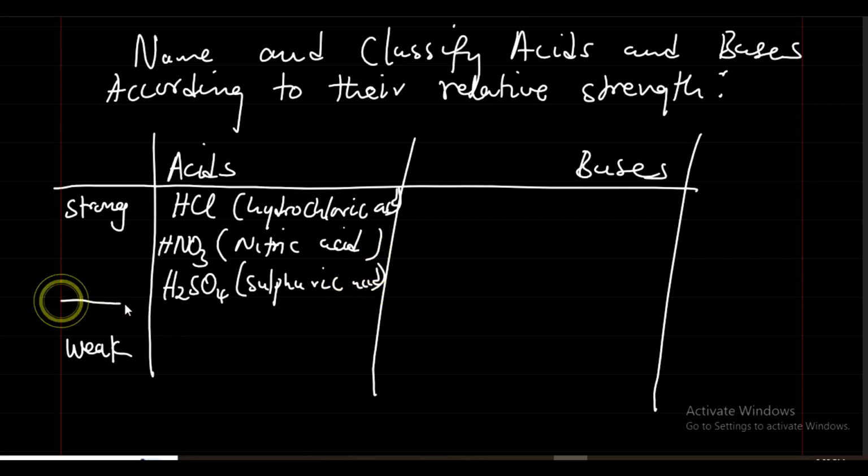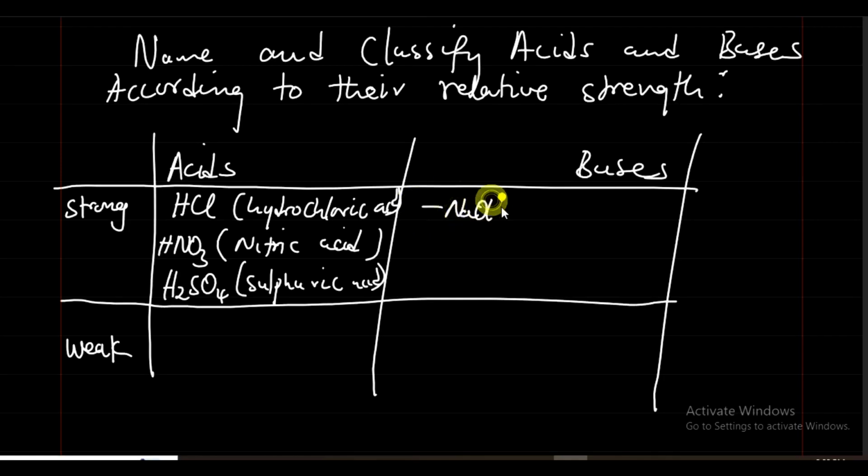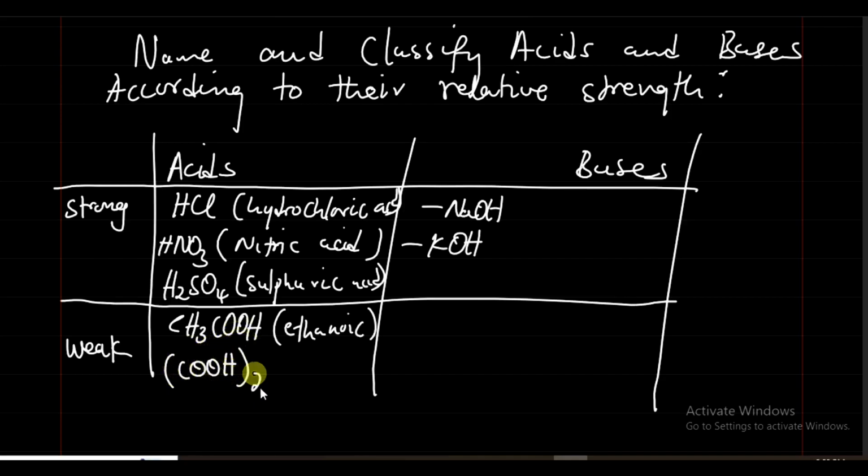Okay, what about bases? We have sodium hydroxide, potassium hydroxide. And then now in weak acids, what do we have? The ones that they commonly ask about are ethanoic acid. Okay, and then what else do we have? We have oxalic acid.